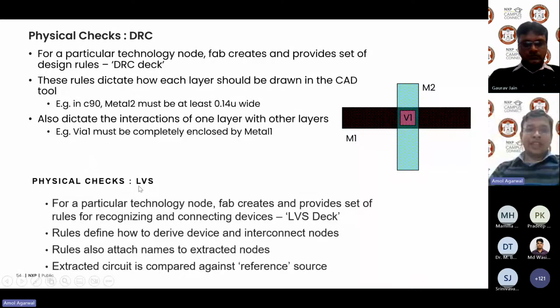Then you have another physical check, which is LVS. So LVS is your layout versus schematic. So you have two things, right? One, you have layout. Layout is say your metal connections and those things, and then you have a schematic. Ultimately, it would be your PMOS and NMOS connections connected through some schematic. So ultimately, your layout and schematic should match. So this is where we do the LVS. So it defines rules for how to derive your device and interconnect nodes. It also attaches names to the extracted nodes, and then the extracted circuit is compared against the reference source. So the reference source is your layout, and this is your extracted SPICE netlist.